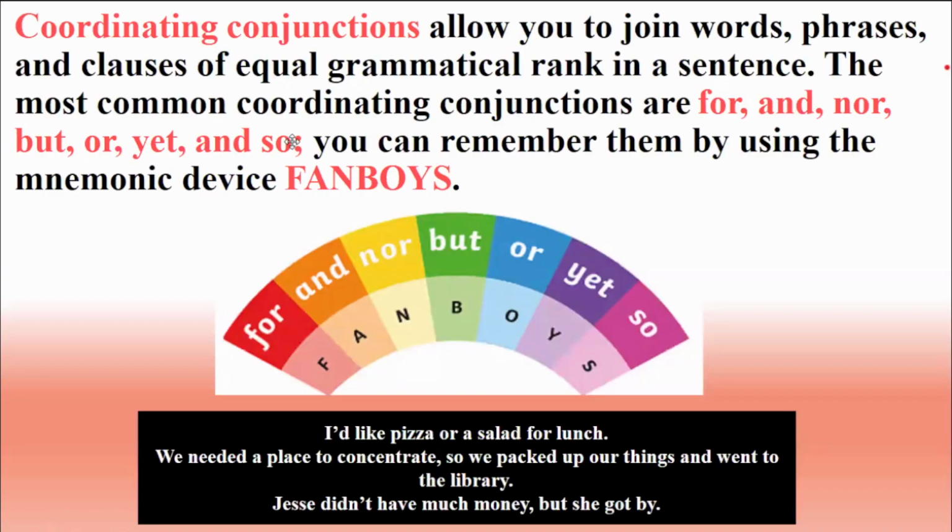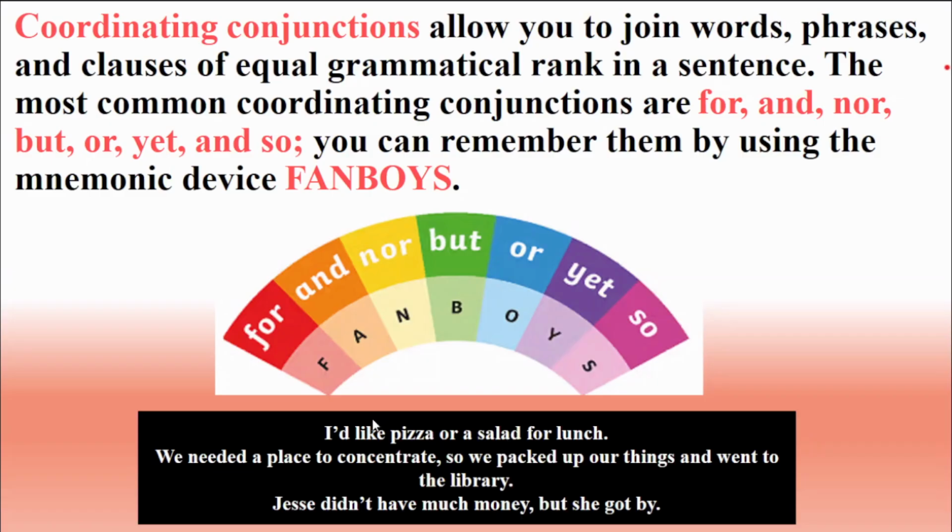FANBOYS, right? So these coordinating conjunctions allow you to join words, clauses or phrases with equal grammatical rank in a sentence. So remember this thing, the coordinating conjunctions acronym FANBOYS. So these are used to give equal grammatical level to the sentence, right? So we'll see what this is. I'd like pizza or a salad for lunch, right?